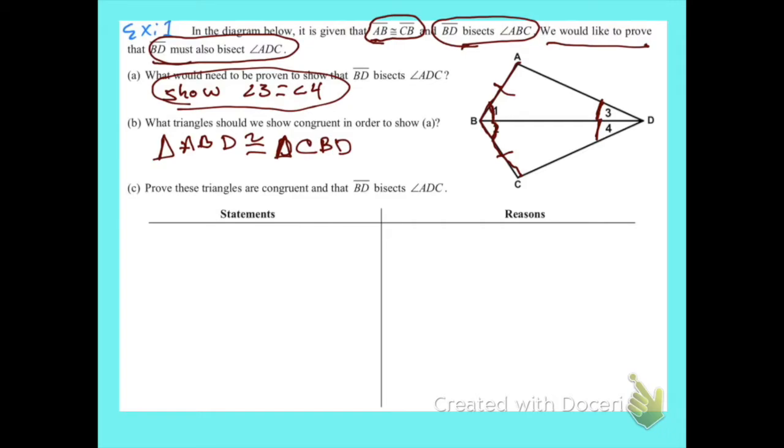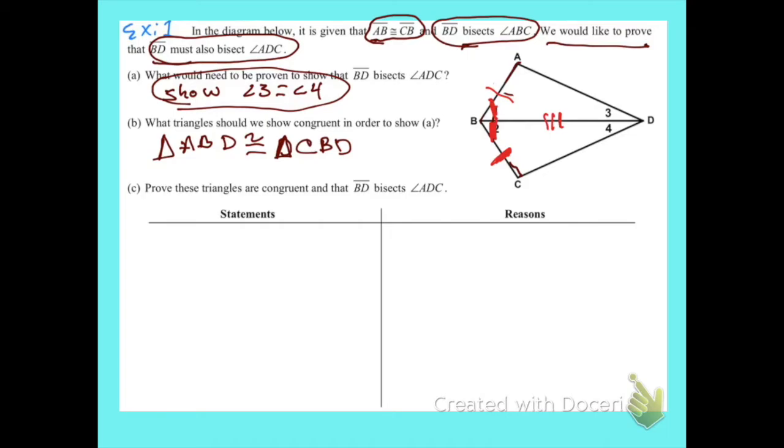Let's go after it. Remember, we're trying to show angle 3 equals angle 4, but first we must show that the two triangles are congruent. Let's see what we have. Mark your diagram. Before anything you do, what do you have to do? I wish I had a voice that said, mark your diagram. Let's mark it. This is given to you: angle 1 is congruent to angle 2. And you also know that BD is congruent to itself because they share the same side. It's called the reflexive property. Now I know side, angle, side. Done.